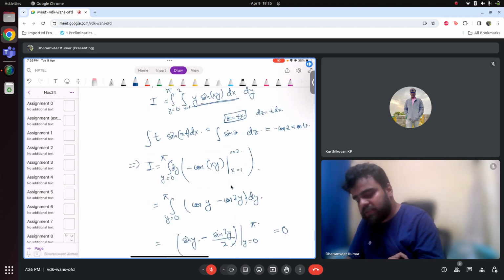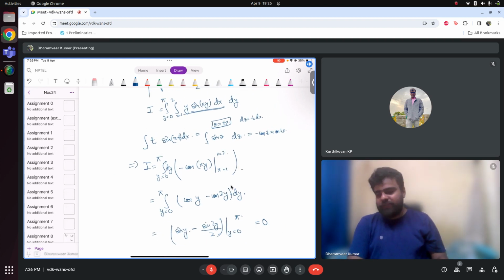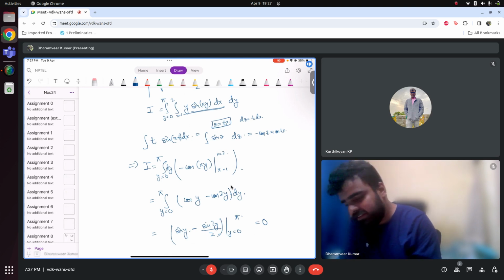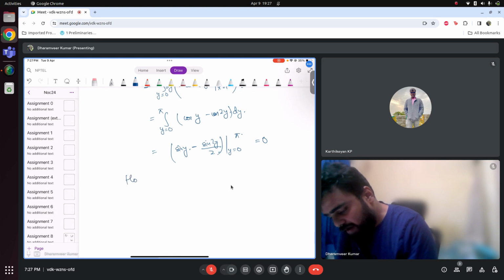Let's try to do this from the other way around. Let's try to first integrate with y. You want to try? It will be very difficult. What is the integration of, let's say, if you want to integrate, how to integrate t sin t dt?